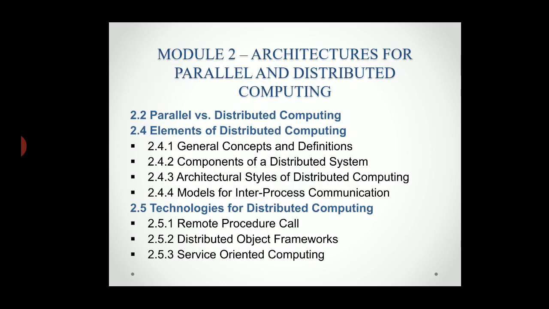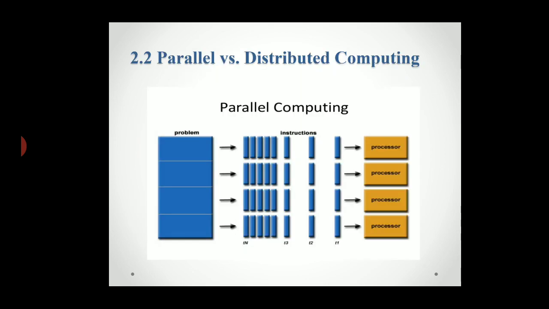And today we will be continuing with the second module of cloud computing, that is architectures for parallel and distributed computing. We will be studying here parallel versus distributed computing, then we will be studying elements of distributed computing, under which we have general concepts and definitions, components of distributed systems, architectural styles for distributed systems, then we have models for interprocess communication. Later we will be studying technologies for distributed computing, under which we have remote procedure call, distributed object frameworks, and service oriented computing. So without further ado, let's start with parallel versus distributed computing.